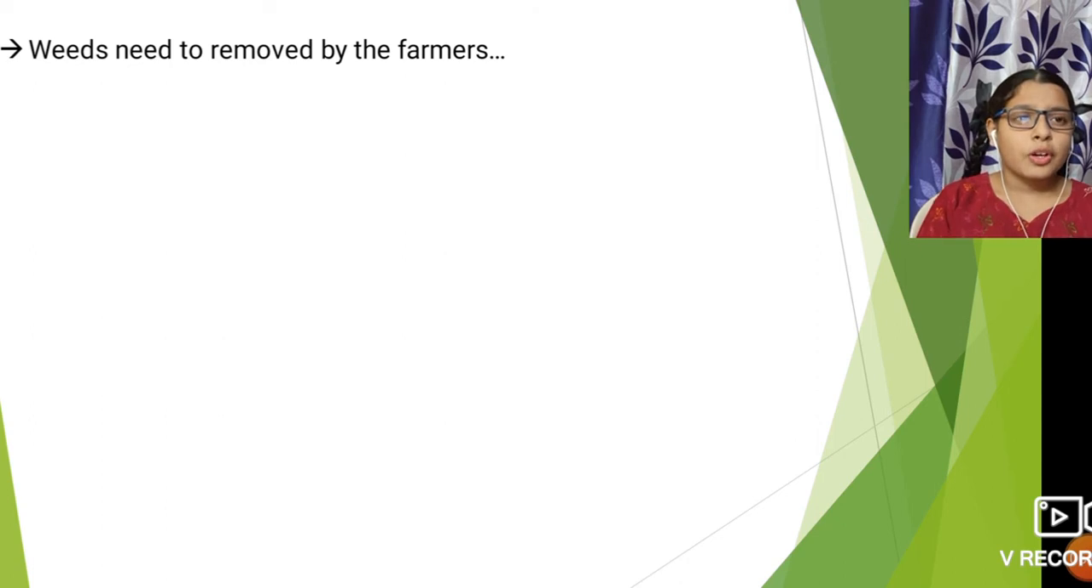Okay, so for doing this, if weeds are growing among the crops, the farmers need to remove them, otherwise the plants don't grow healthily, and thus a few of the crops may die, and only a few of the crops may be harvested. So the weeds need to be removed from the field immediately.